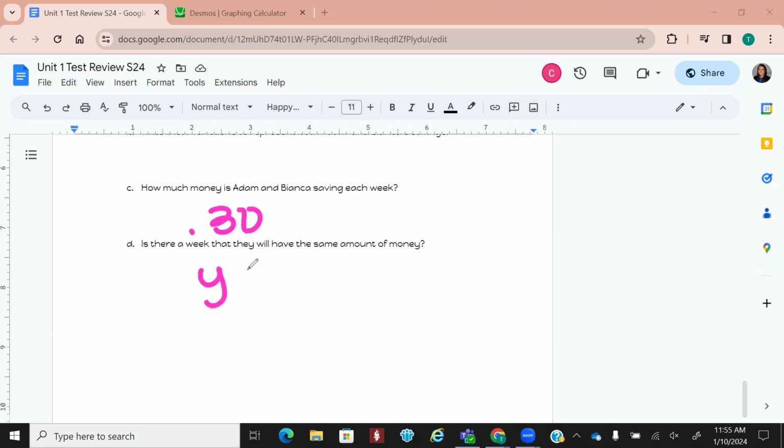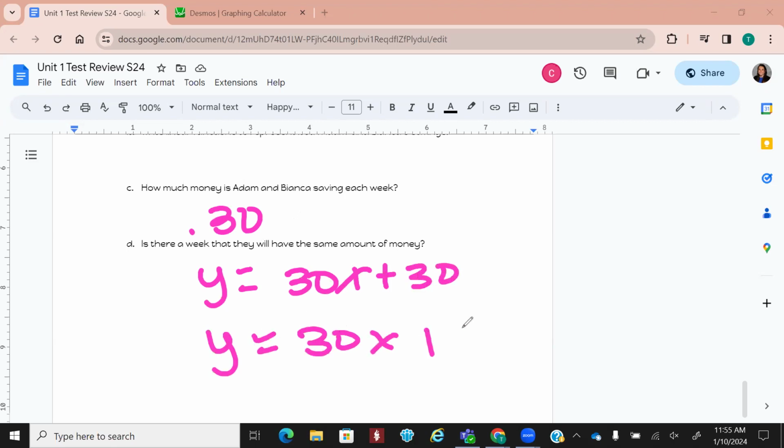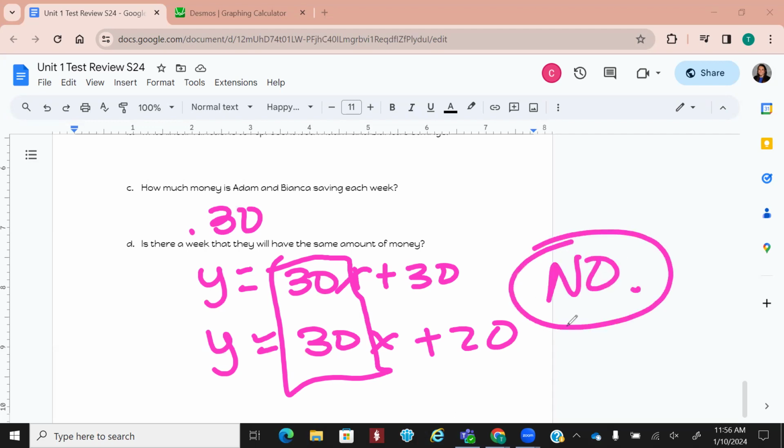Okay, let me show you. So this was Adam's equation, and this is Bianca's. Do you see how the slopes are the same? When that happens, it means they're parallel to each other. What do you know about parallel? They never cross. It's like a railroad track, right? So no, because they have the same slope.